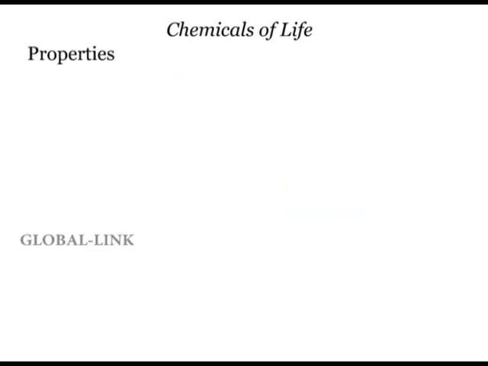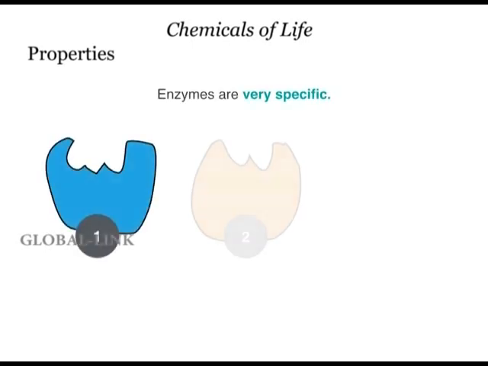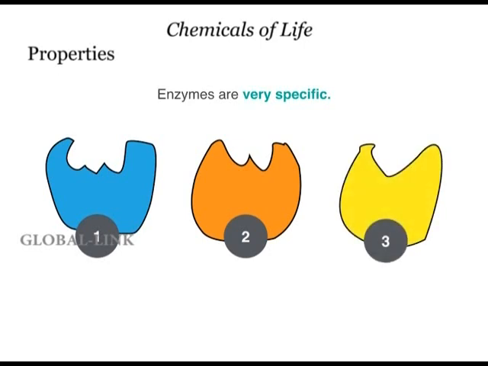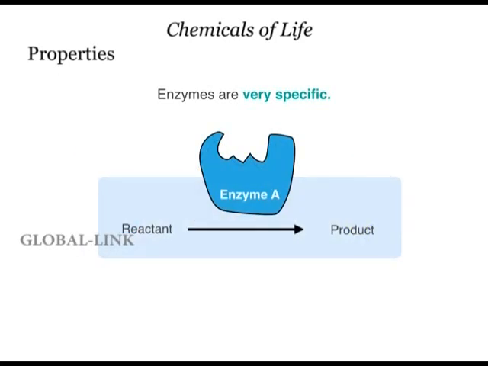Properties of enzymes. Now, one major feature of enzymes is that they are very specific. These three enzymes clearly have different shapes in their active sites. So clearly, the kind of substrates they can bind are different. The thing is, every chemical reaction has an enzyme that catalyzes it.